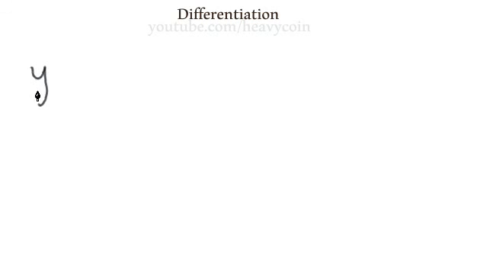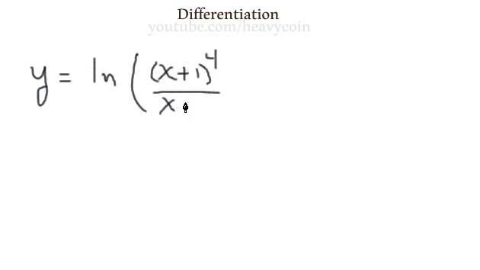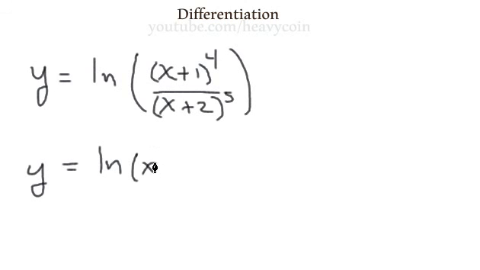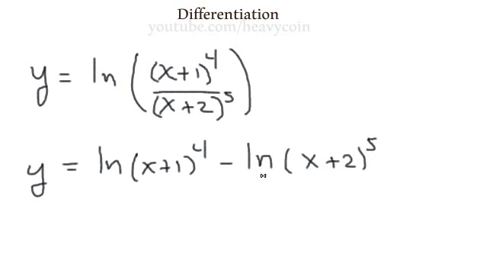Alright, this one here will be a little bit more difficult. We got y is equal to the natural log of x plus 1 raised to the 4th power over x plus 2, and we're going to raise that to the 5th power. Now, can you imagine if you had to take the derivative of that? So what we're going to do is break this up. So this is the natural log of x plus 1 raised to the 4th minus the natural log of x plus 2 raised to the 5th.